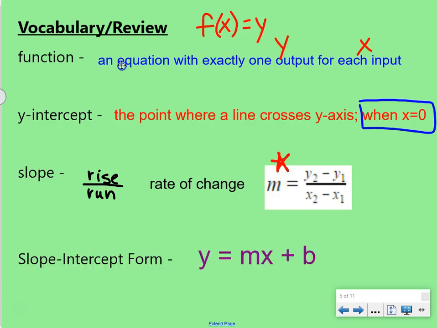Slope-intercept form. Remember, y equals mx plus b, where m is your slope and b is your y-intercept.